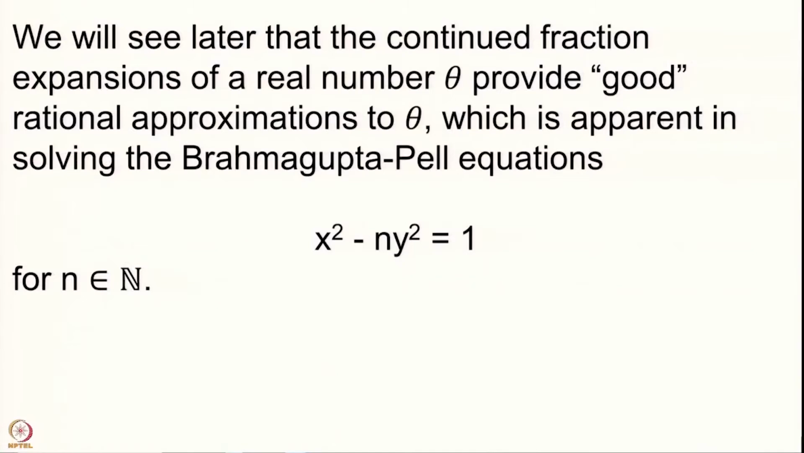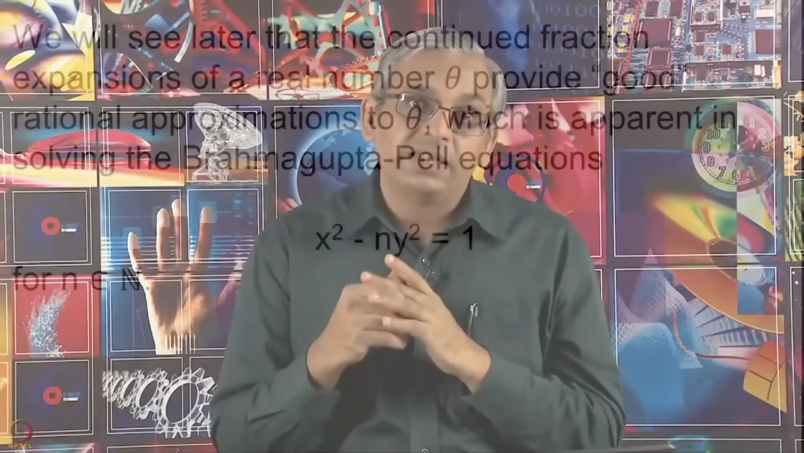But I must also tell you that there are the Brahmagupta-Pell equations, which are x square minus n y square equal to 1, where you let n vary over integers. We are going to construct explicit solutions to such equations. So, the point is that n is given, n is a fixed natural number, and we consider the equation x square minus n y square equal to 1, and the question is to determine the set of integers x comma y satisfying this property.